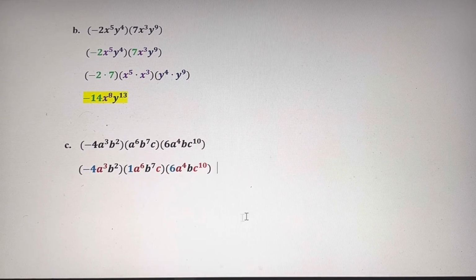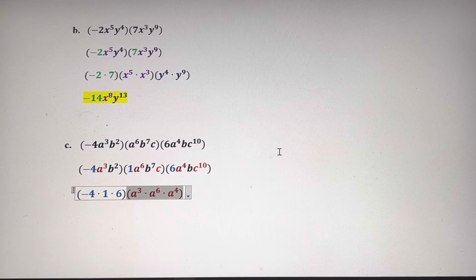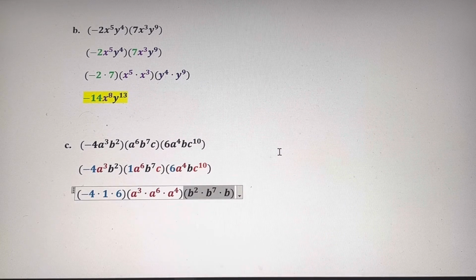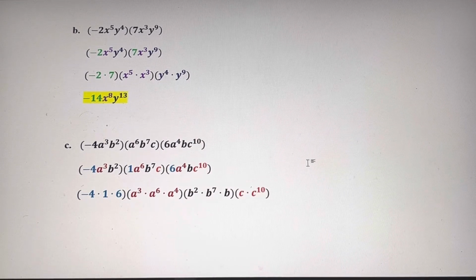So now let's group everything together. Again, hopefully this becomes a mental step really soon, but if you need to show it, by all means do so. So constants, negative 4 times 1 times 6. A terms, a cubed times a to the 6th times a to the 4th. B terms, b squared times b to the 7th times b to the 1st. And the c terms, just the 2 in red here, c times c to the 10th. So the constants, negative 4 times 1 times 6, well, that's negative 24.